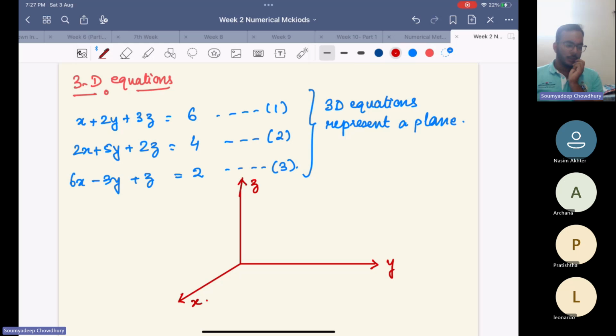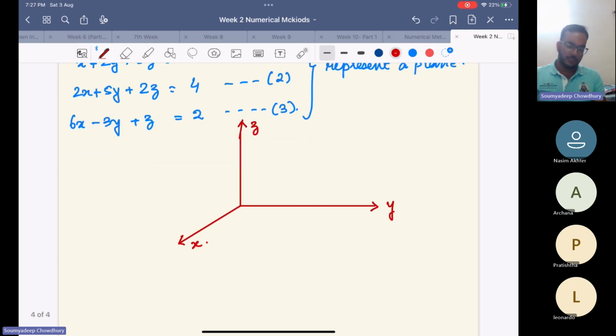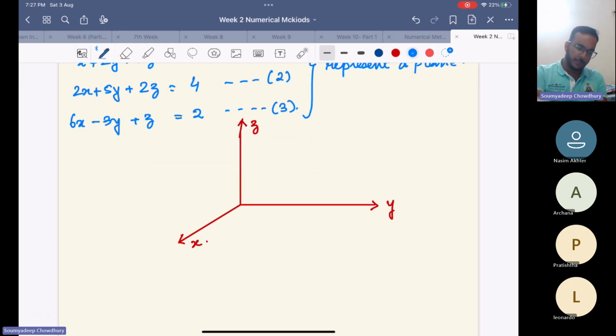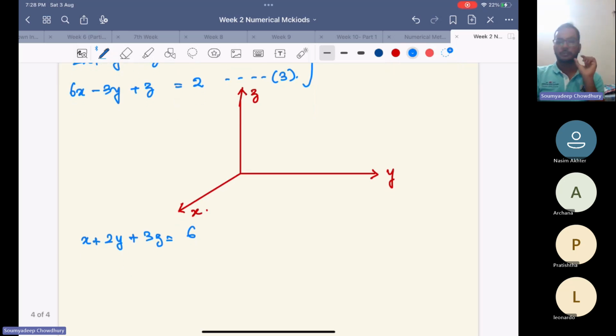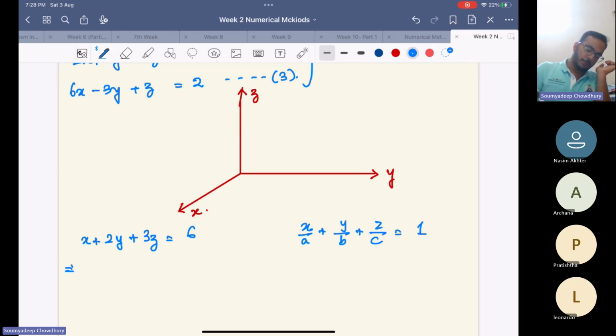Now I want to draw x plus 2y plus 3z equals 6 in this 3D system. As I told you, for a line we used to represent it as x by a plus y by b equals 1. Here we'll do the same thing: x by a plus y by b plus z by c equals 1. Can you tell me what the values of a, b, and c will be? How can I represent x plus 2y plus 3z equals 6 in this form?